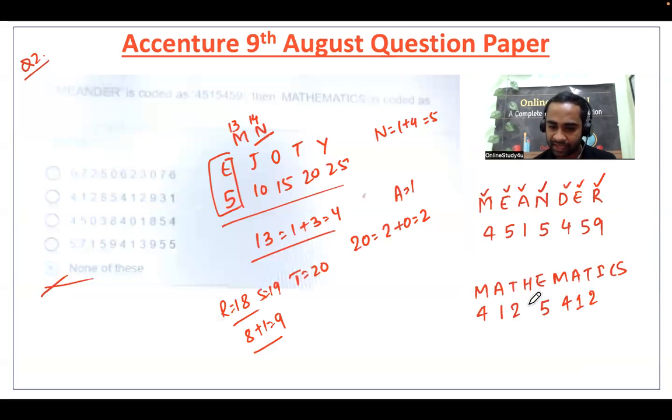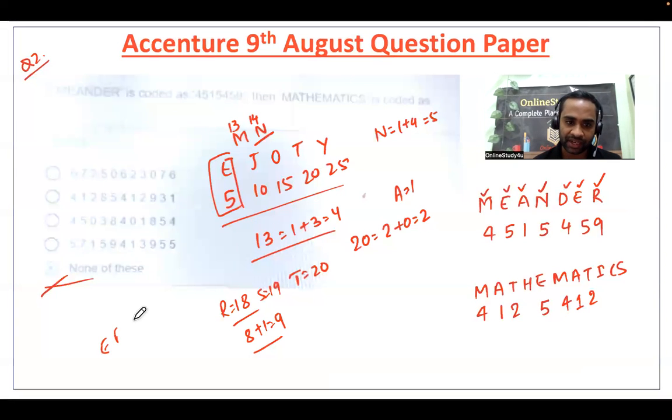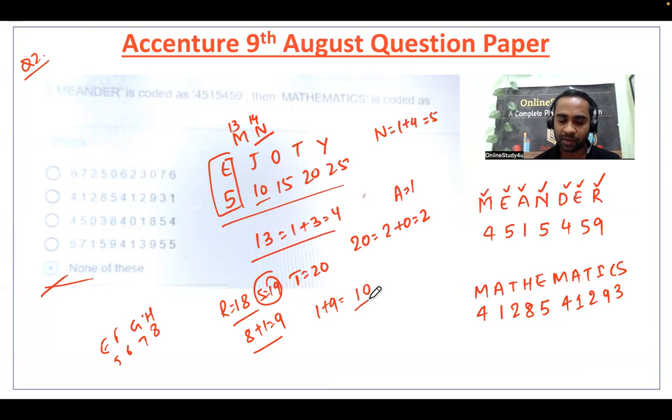And then H. EFGH, so this is 5, 6, 7, 8. So H will be nothing but 8. And then I. IJ, so J is 10, so I will be 9. C is 3. And S: S is 19, so 1 plus 9 will be 10. So again 1 plus 0 will be 1.